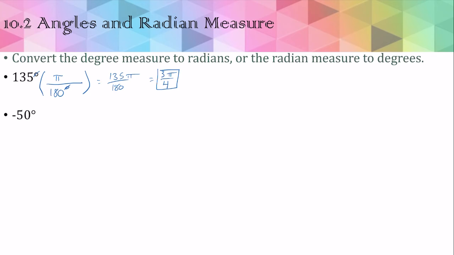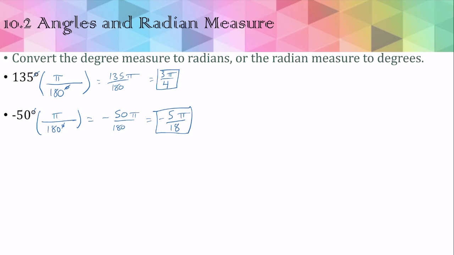Let's try negative 50 degrees. Okay, I'm putting the 180 on the bottom so that the degree cancels out. The pi goes on top. So that'd be negative 50 pi over 180, which we can reduce by 10. So it's negative 5 pi over 18.